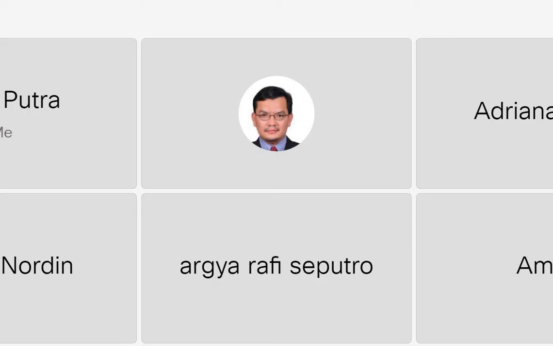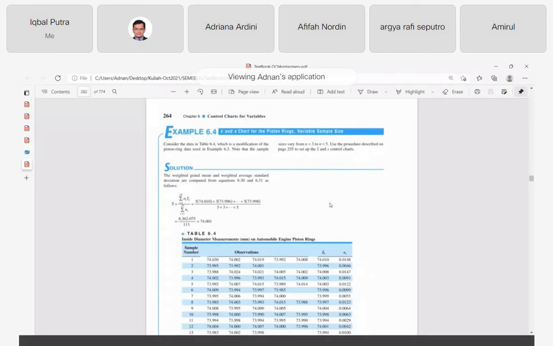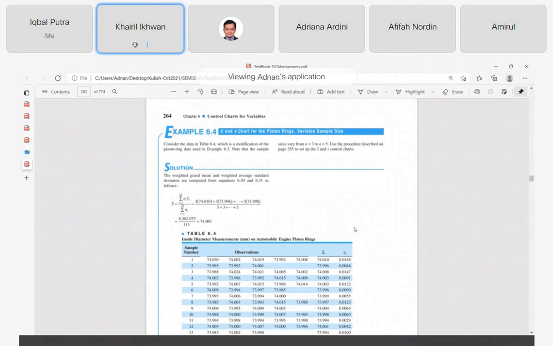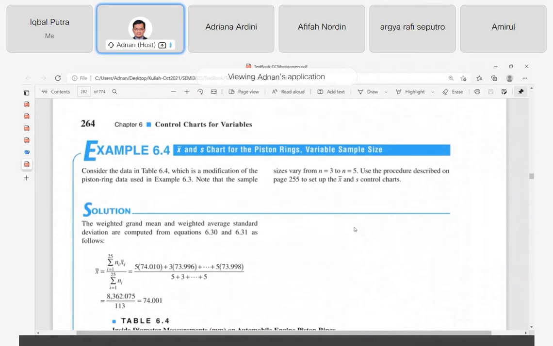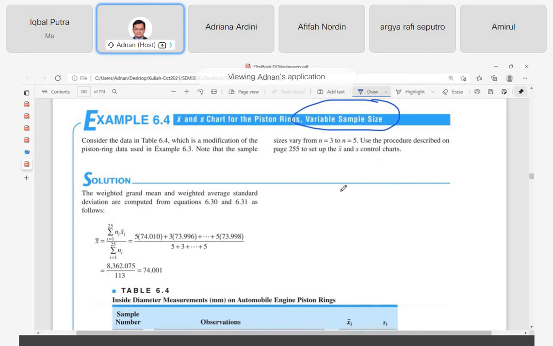Okay, you see now? Yes, example 6.4. All right, very good. So we go back to the same example. Now the issue is what happens if we have variable sample size. Remember that earlier we had a sample size of 5, right? But now there are situations where sample size is not constant. So in this case, we still can use the X bar S chart.